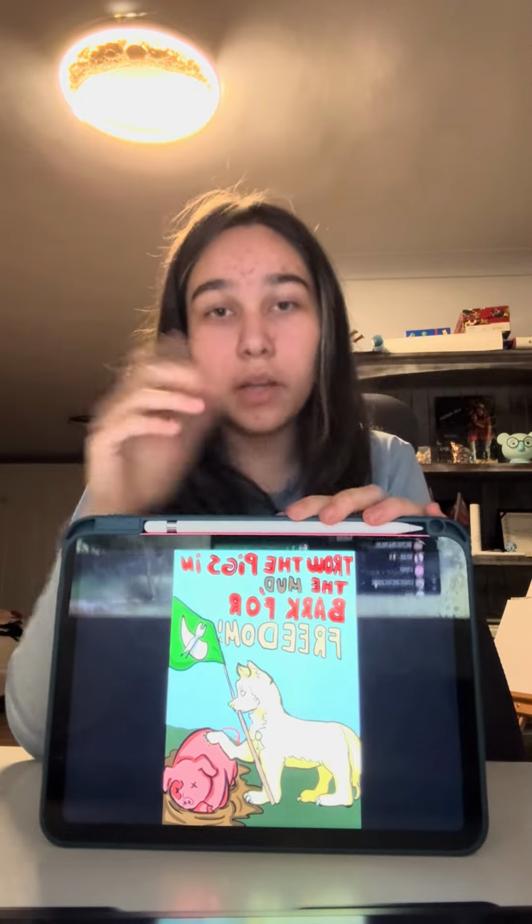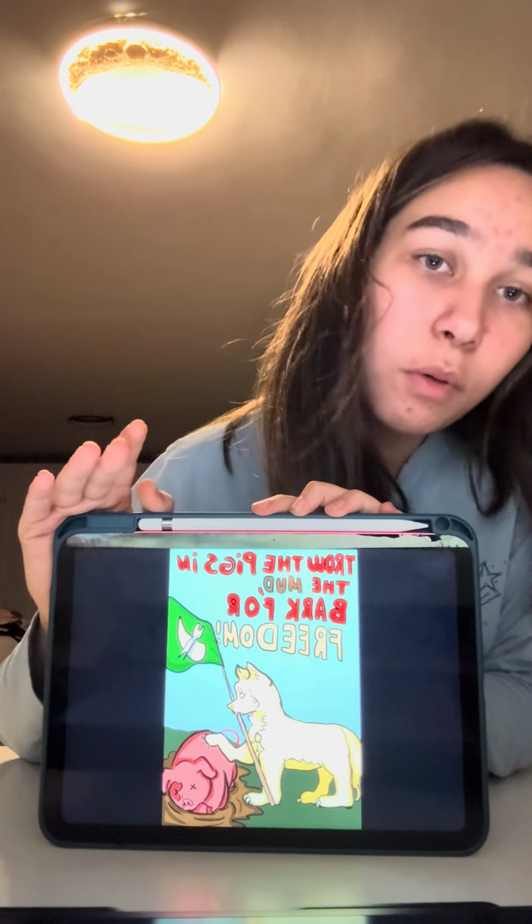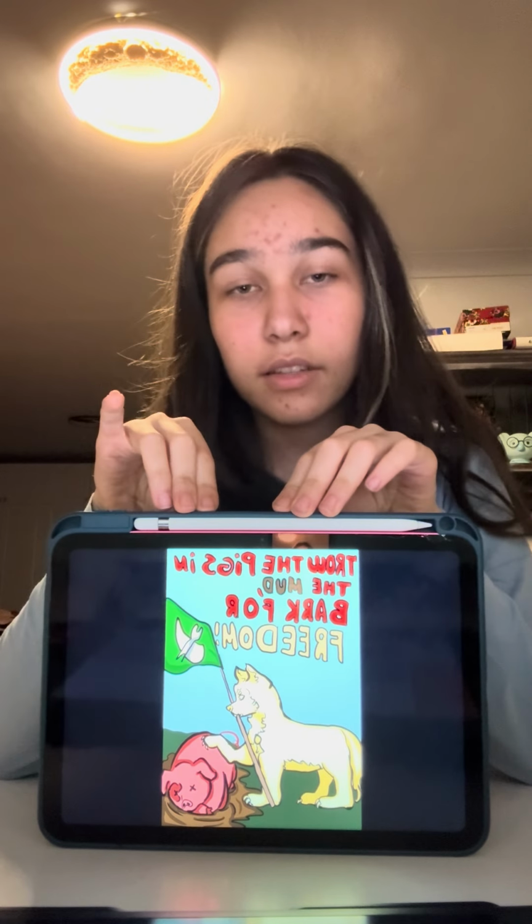In which our main goal was to represent another animal group in Animal Farm against the pigs as the new leaders of Animal Farm and animalism. So in this poster, I chose the dogs, as you guys can see.